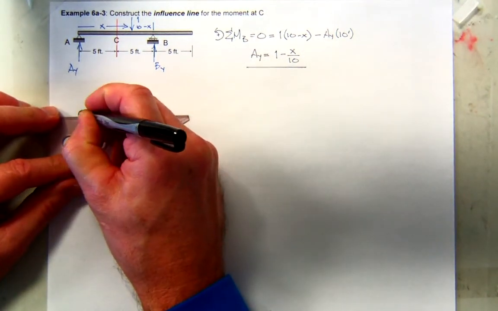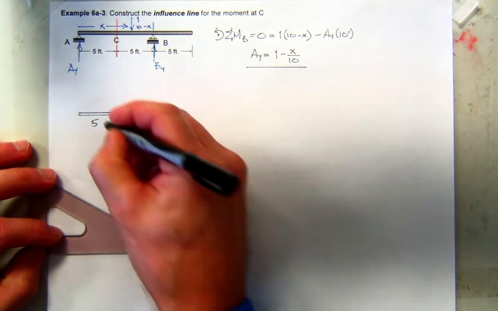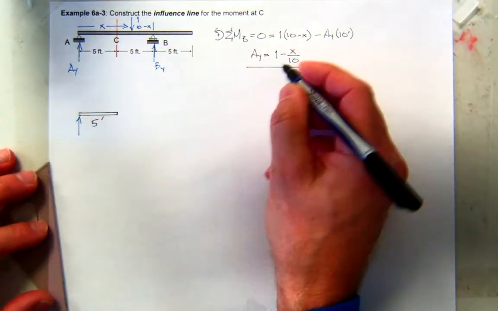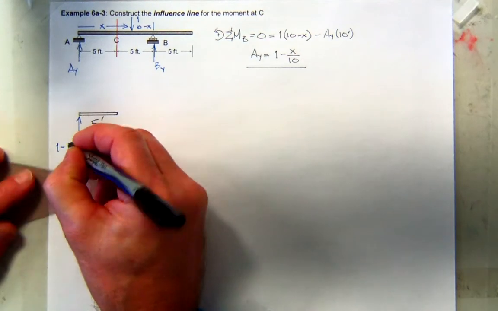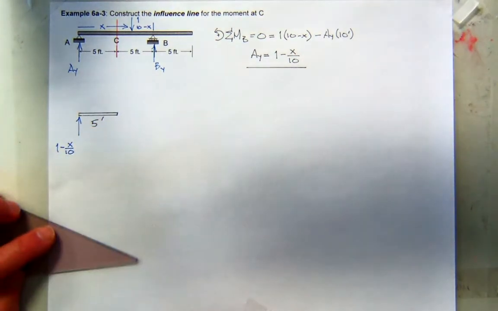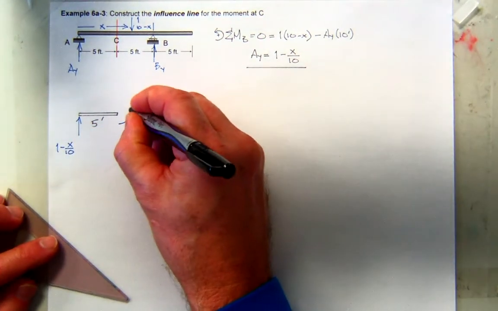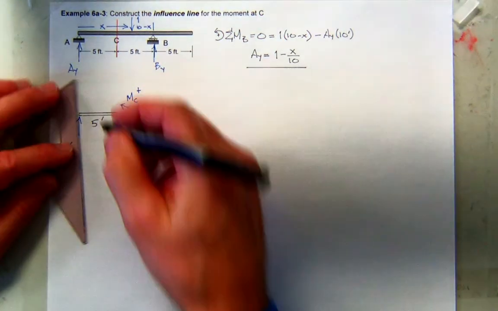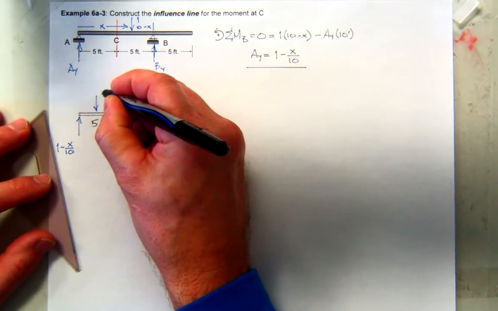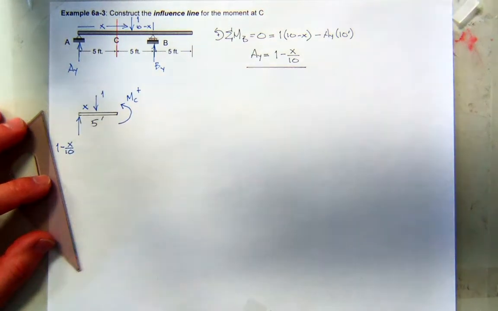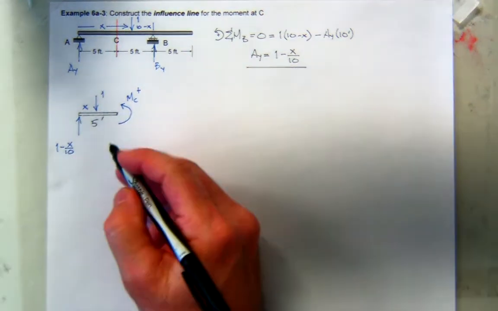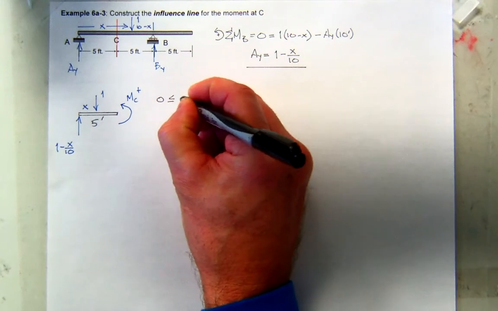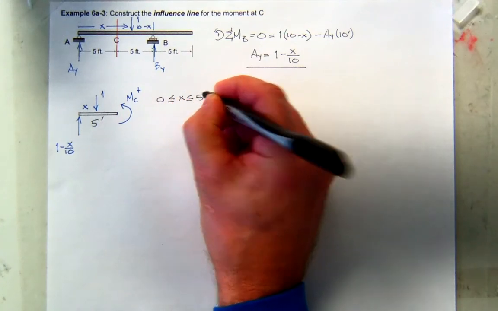So now I'll draw my free body diagram. I'll look at the first 5 feet because we've decided to work the left side. I have my reaction at A, which we've just solved for, 1 minus x over 10. I am now looking for the moment at C. So there's my positive moment at C. And I'm going to assume first that my unit load 1 at some distance x is in that range. So what's that range that's acceptable here? That's going to be when x is between 0 and 5.